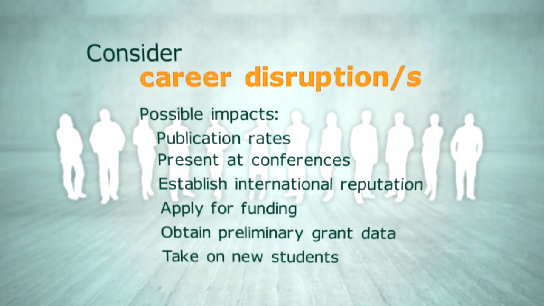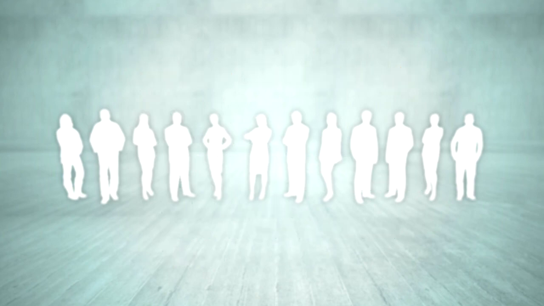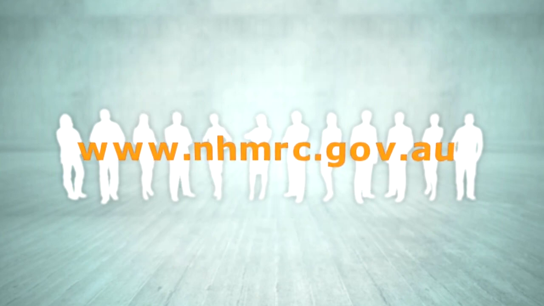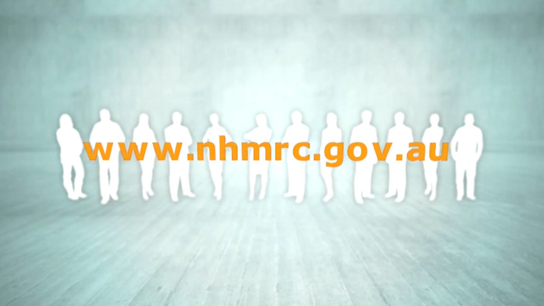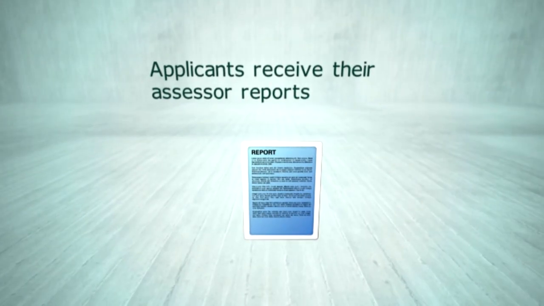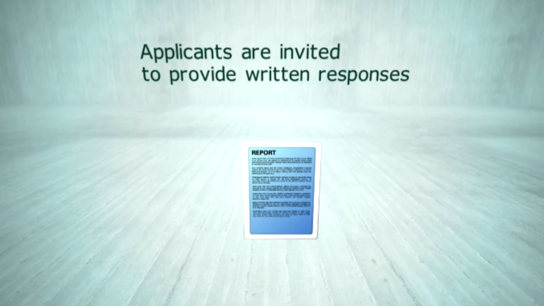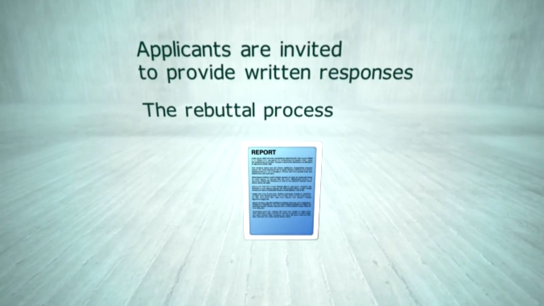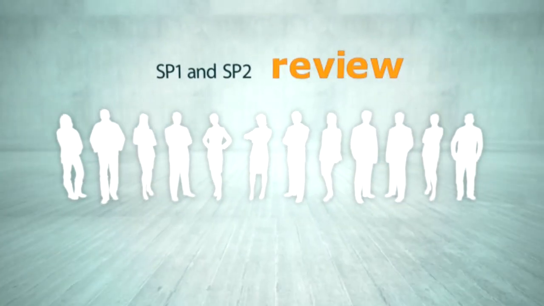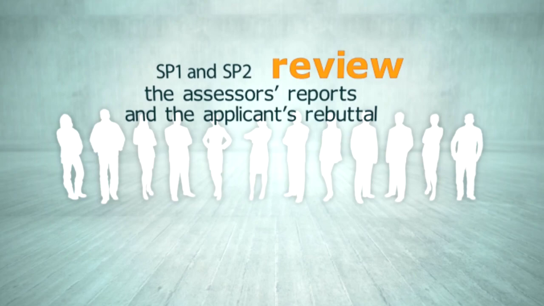Panel members need to consider the impact of a career disruption when scoring applications, and should familiarise themselves with the instructions on career disruption that are provided on the NHMRC website. Applicants receive their assessor reports and are invited to provide written responses to these reports. The rebuttal process. The primary and secondary spokespersons then review the assessor's reports and the applicant's rebuttal before rescoring the applications.